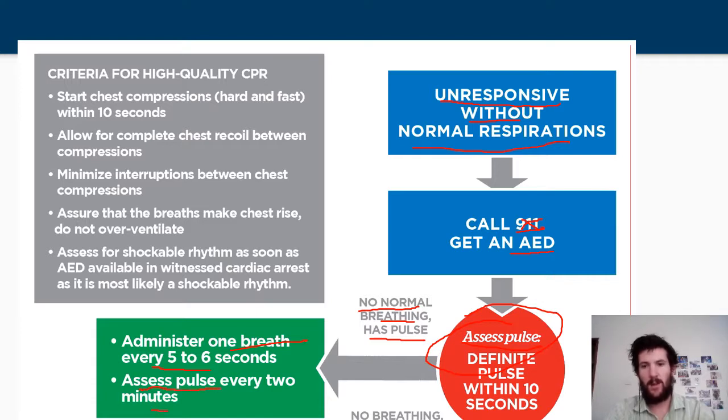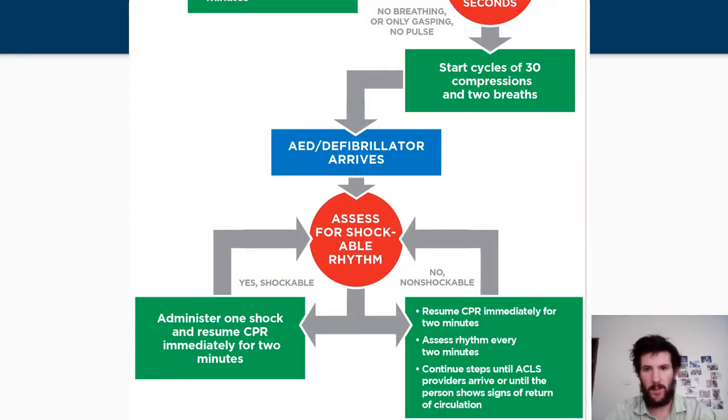Okay? On the other hand, if there is no pulse, that is this part of the algorithm, you start cycles of 30 compressions and 2 breaths. And when you complete 4 of those cycles, that means 2 minutes, you check the pulse again. So you continue checking the pulse every 2 minutes.